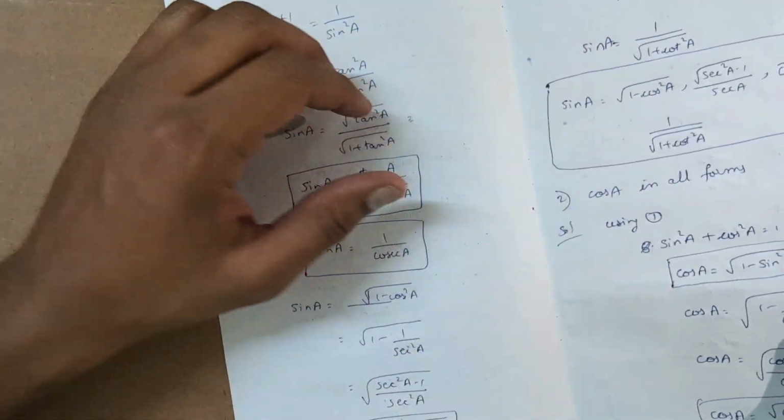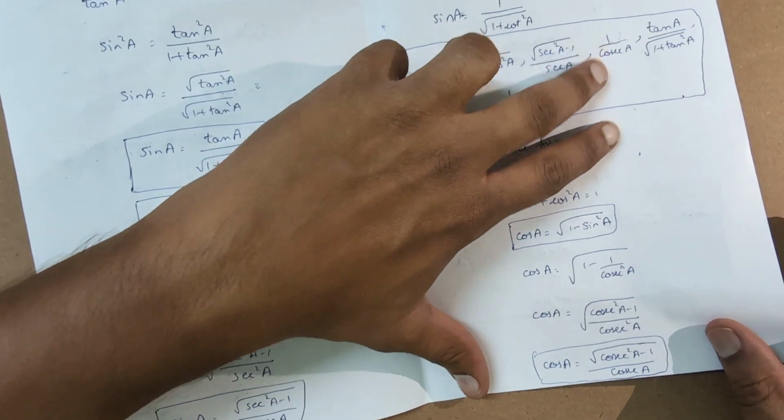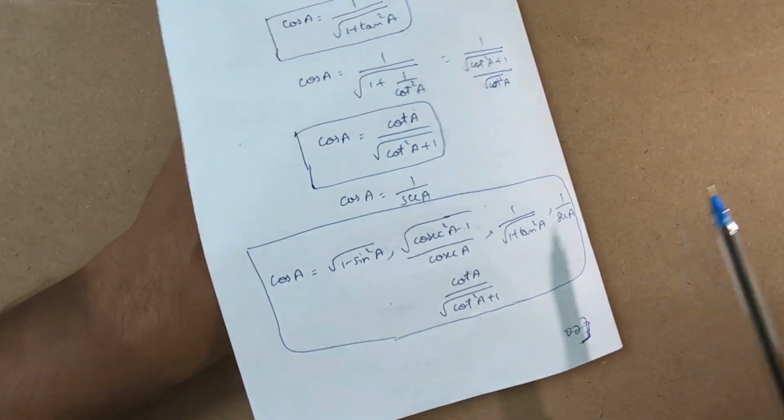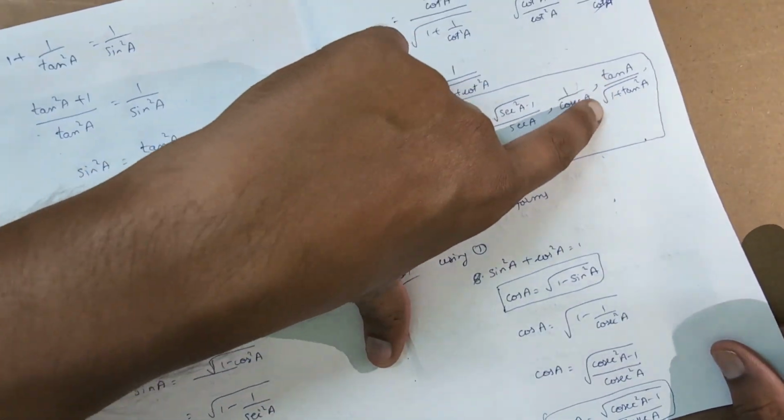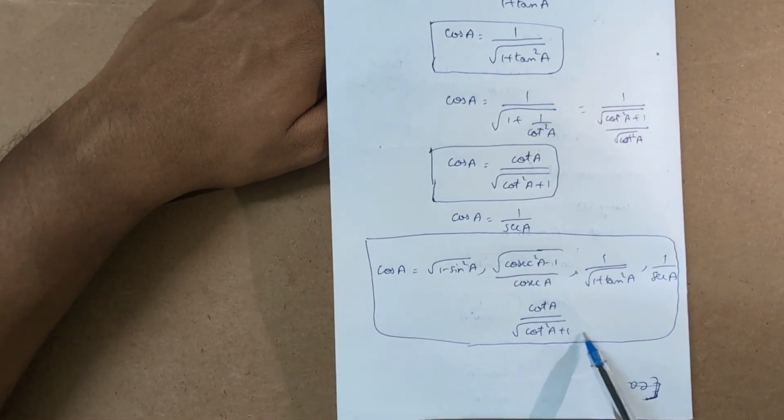1 by cot square A, 1 by 1 plus cot square A. Here it is 1 by root of 1 plus tan square A. 1 by cosecant, here it is 1 by sine. And here it is tan A by root of 1 plus tan square A. Whereas for cos it is cot A by root of 1 plus cot square A.